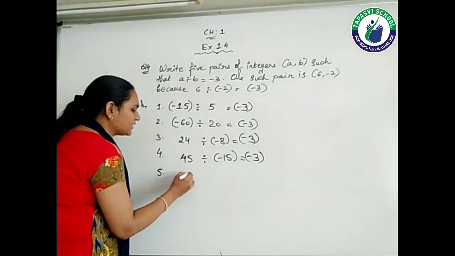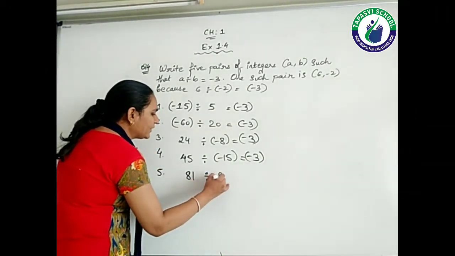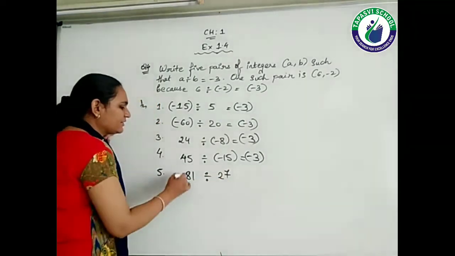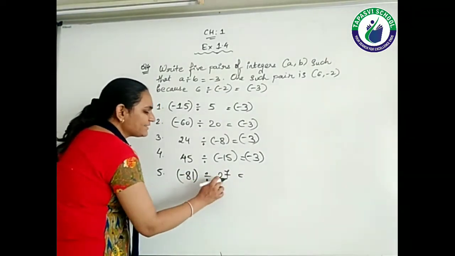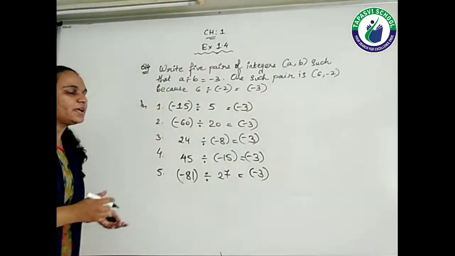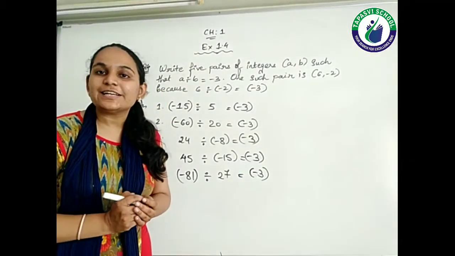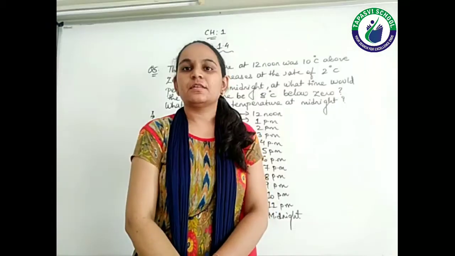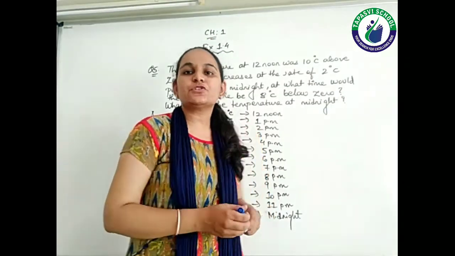Next one is 81 divided by 27. Right, so I am giving a minus sign to this 81. So 27 3s are 81, students. Right, so these are your 5 pairs where you can get the answer as minus 3.